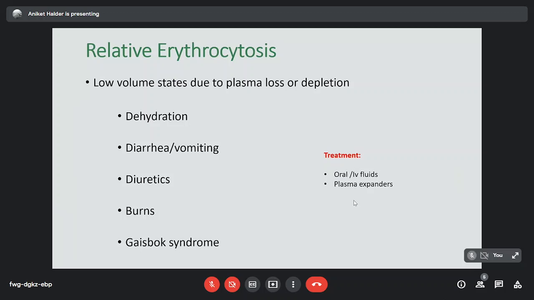So first, starting with relative erythrocytosis, it is the commonest form of erythrocytosis that we encounter in our daily routine practice. These are low volume states in which there is plasma loss or depletion due to certain conditions like dehydration, diarrhea, vomiting, use of diuretics, or in severe burns. And these relative erythrocytosis cases can be treated very well with oral or IV fluids, or with different plasma expanders.